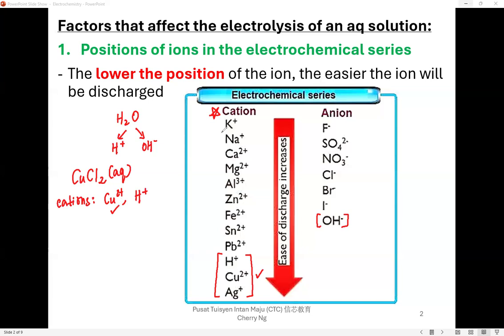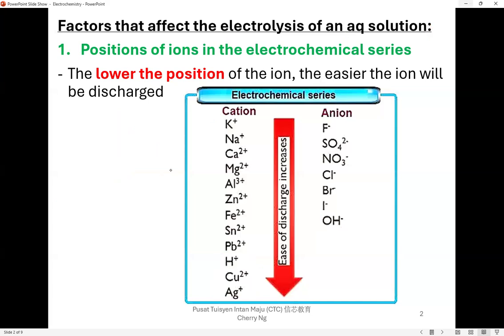For anions, if everything is normal, if there's no special condition, we will also choose the one at the bottom. Since this is an aqueous solution, it has H2O in it, so we will always choose hydroxide. If everything is normal, if there are no other factors, then we will choose the one at the bottom. Okay, so this will be the first factor.